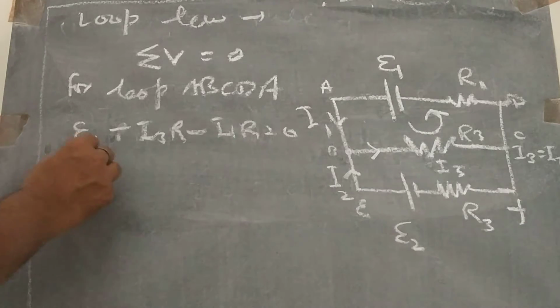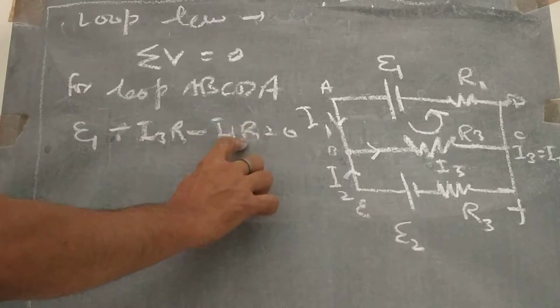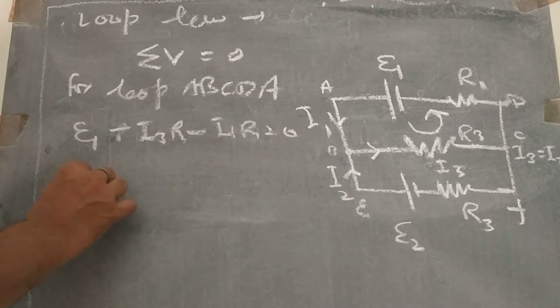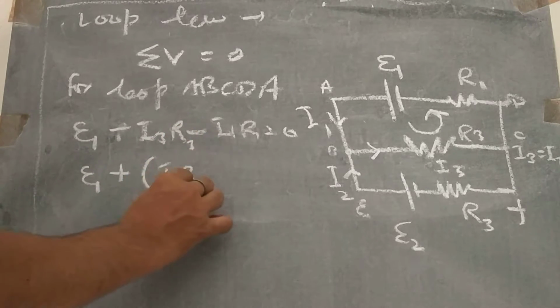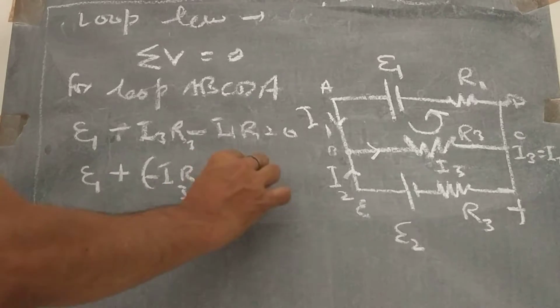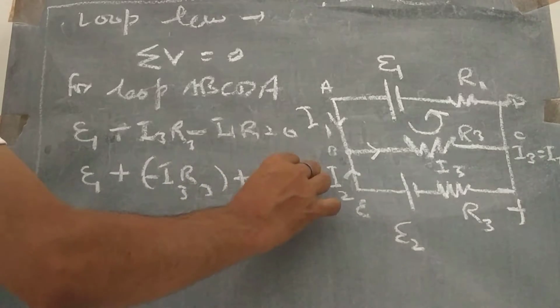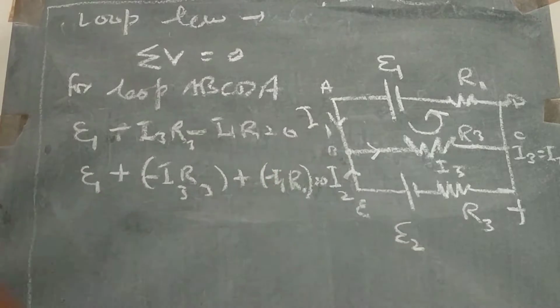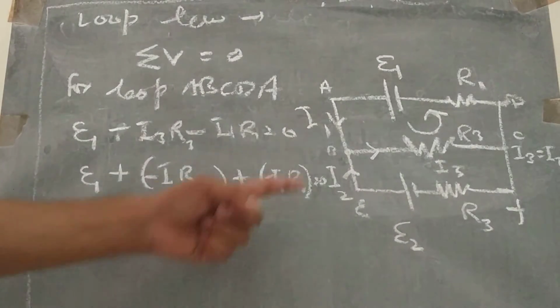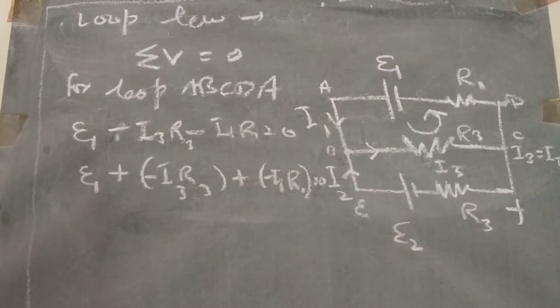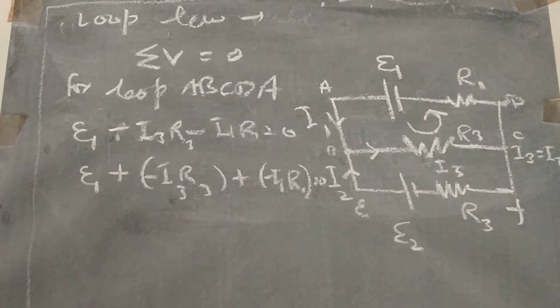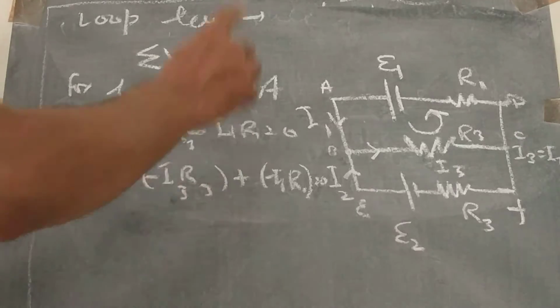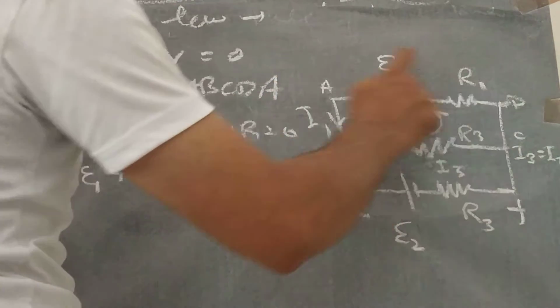Therefore again from here, this is voltage, this is voltage, this is voltage, or I can write it as E1 plus I3 R3 plus minus I1 R1 equals 0. That is again convention. If I move in the direction of current, sign is taken to be negative. Opposite to the direction of current, sign is taken to be positive. This is for the loop A, B, C, D, A.